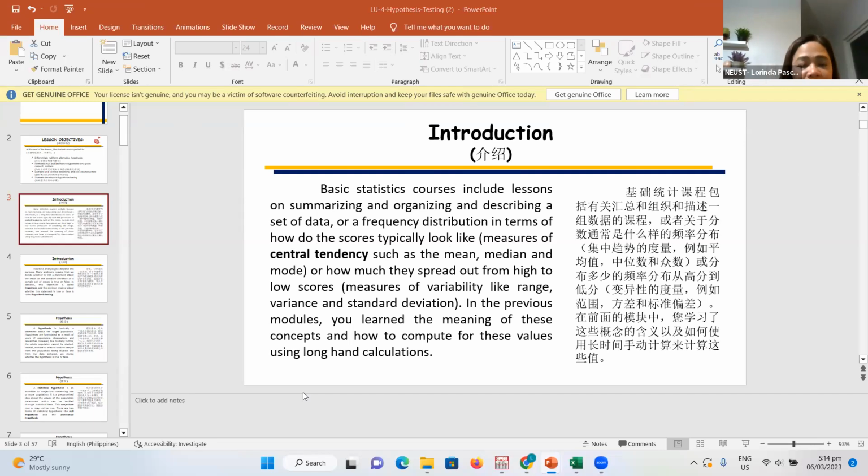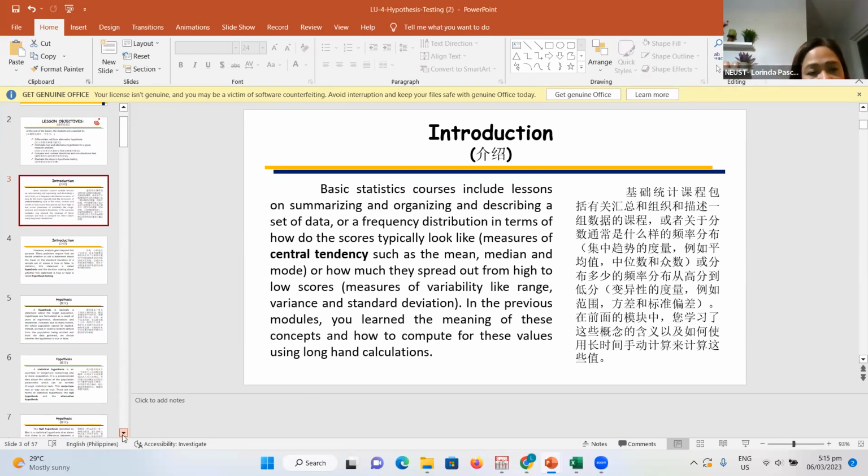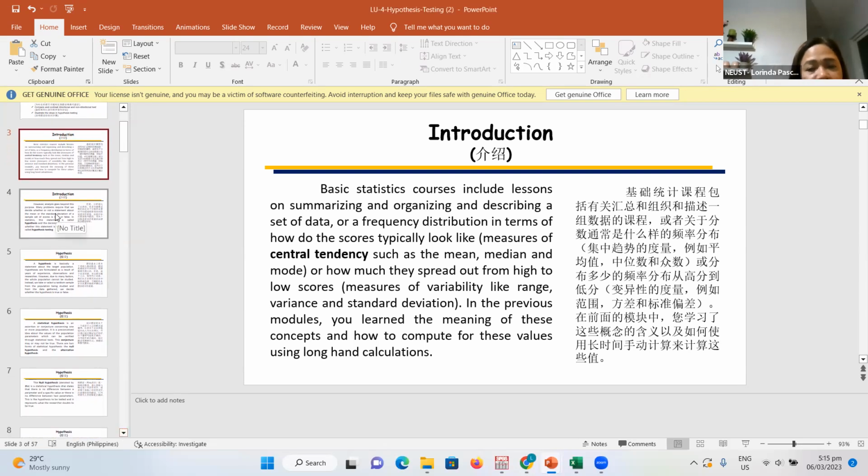In the previous modules or learning units, you learned the meaning of these concepts and how to compute these values, not only using longhand calculations but, most importantly, how to use SPSS. It was fairly easy to use, and the calculation was easy because we do not need long formulas and calculators. Those who are afraid of numbers need not worry, because we have the software. The software will compute these measures of central tendency and variability for us.